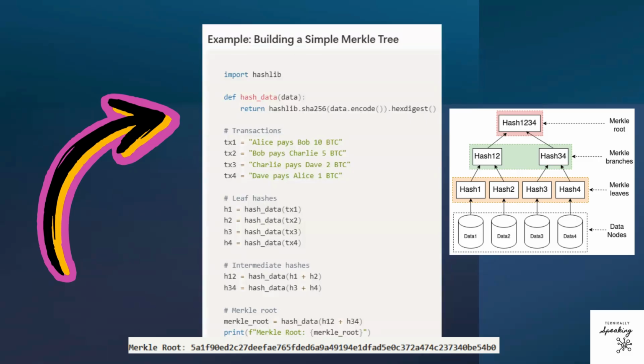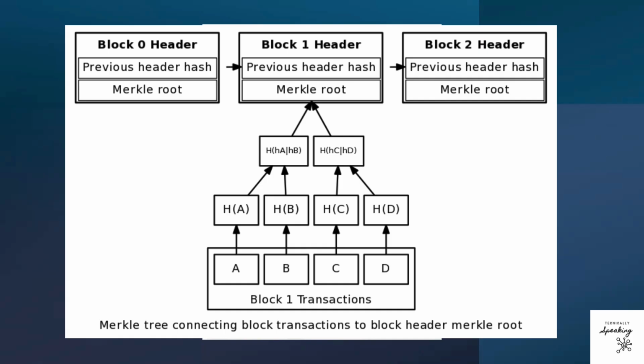Remember that the Merkle root is important to blockchain because of efficiency and integrity. The Merkle root allows verification of individual transactions without downloading the entire blockchain. And if any transaction changes, the Merkle root will no longer match, which will reveal tampering. A real-world example would be in Bitcoin. The Merkle root is stored in the block header and represents all transactions in that block.